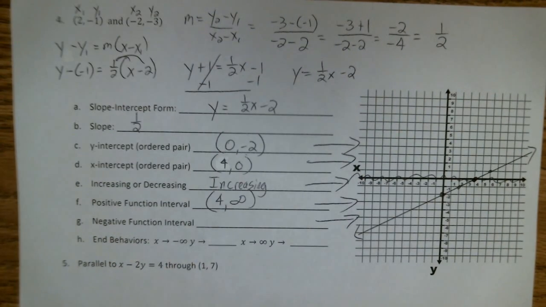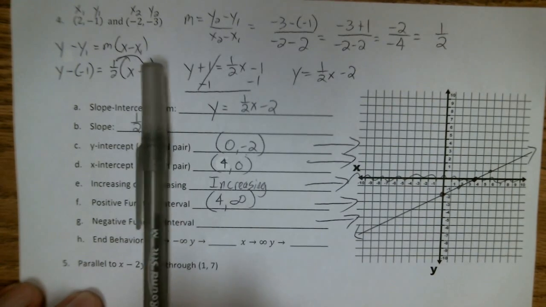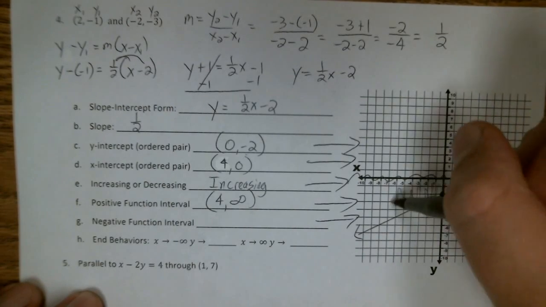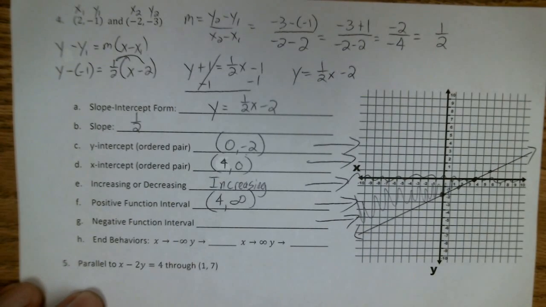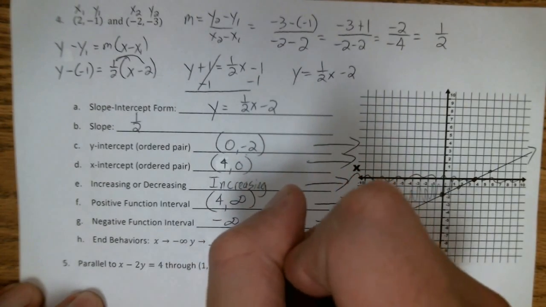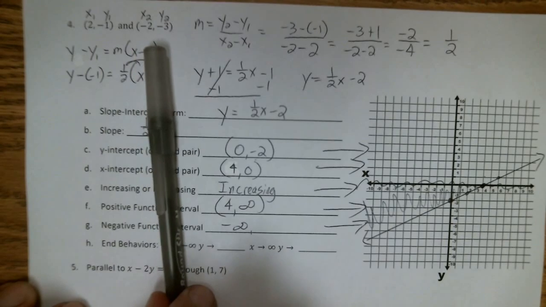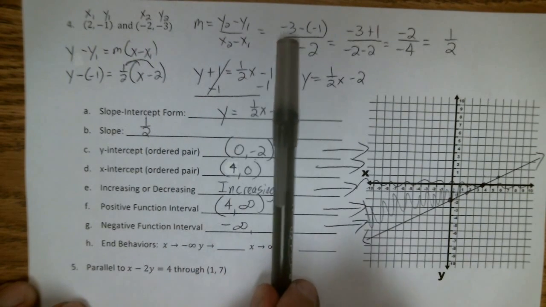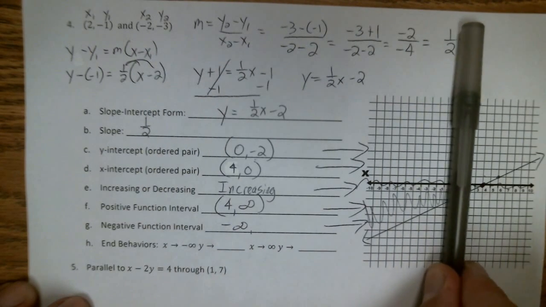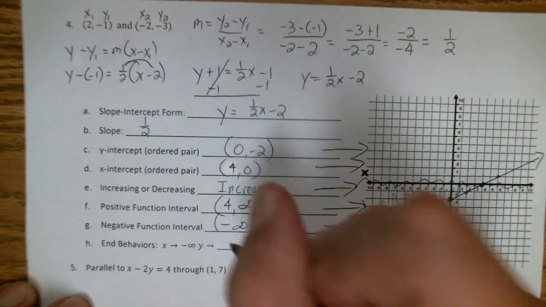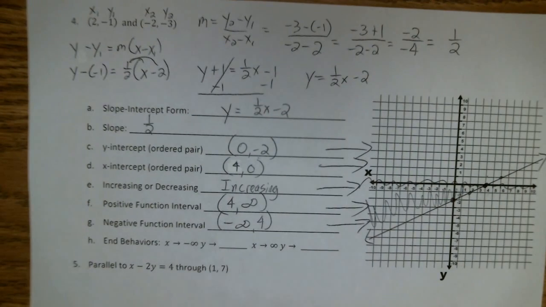All right, so now where's my negative function interval? Again, sweeping from left to right. Out here at negative infinity, I am below water. Way down here, I'm underneath water. So from negative infinity, sweeping, I'm underwater, I'm looking at the x values. I'm underwater, and I don't poke my head above water until I hit that x value of 4. So from negative infinity to 4, I'm underneath water.